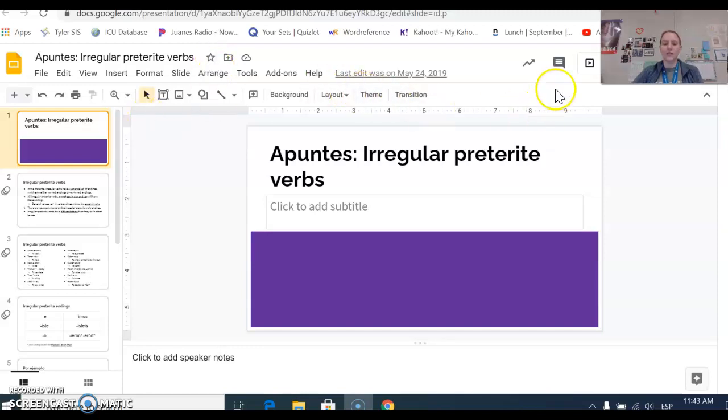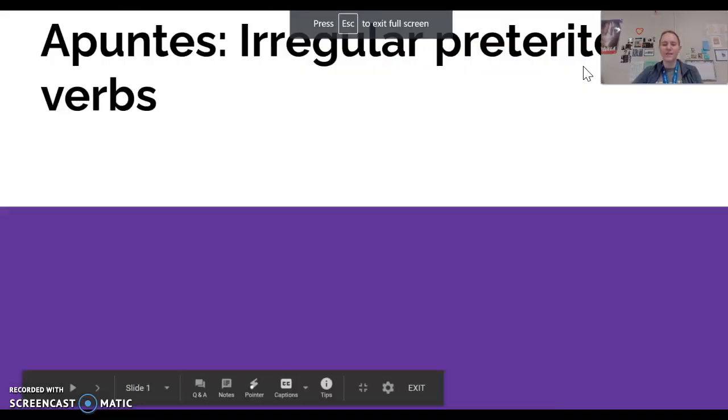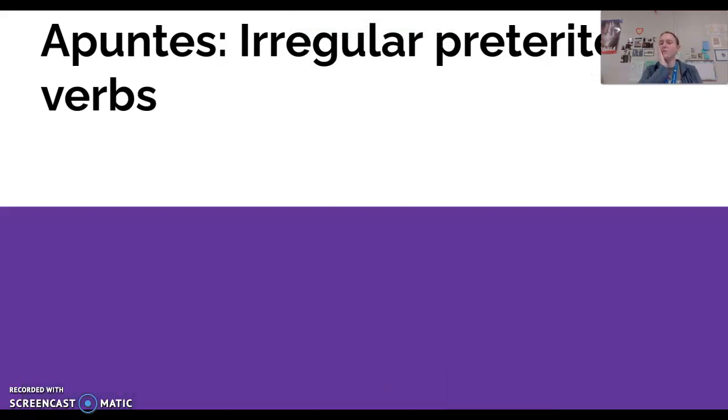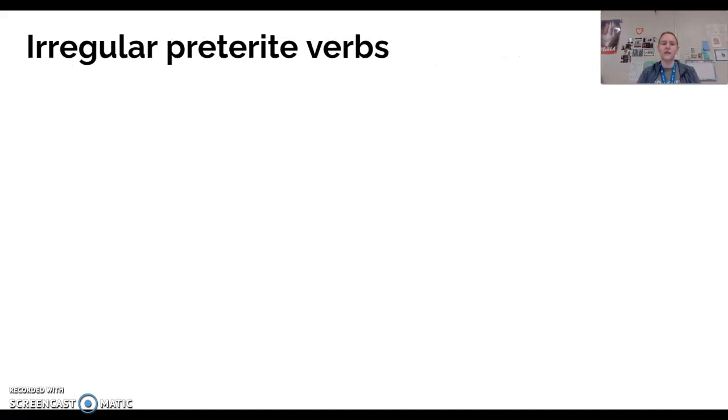Hola, buenos dias. Today we're going to be talking about our irregular preterite verbs. Irregular preterite verbs are a little bit wonky. They're going to take a little bit for us to get used to seeing how they look, because they don't look like our normal preterite verbs. We've learned a couple of them so far. We have learned decir and hacer, but let's look at the rest of them today.